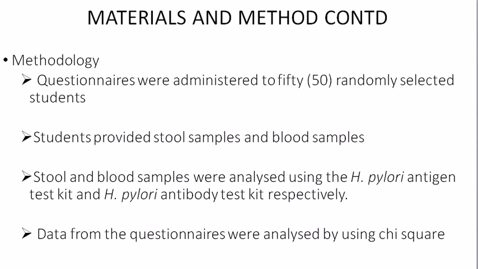Some of the information we needed from these questionnaires was guardians' educational status, and how many times the student eats in a day, and if they practice proper sanitation, as in washing their hands after using the toilet or not, and if they do, how they wash their hands, what they wash their hands with, and also their source of drinking water. When we got all this information, we analyzed it with SPSS and also chi-square to draw the link between them.